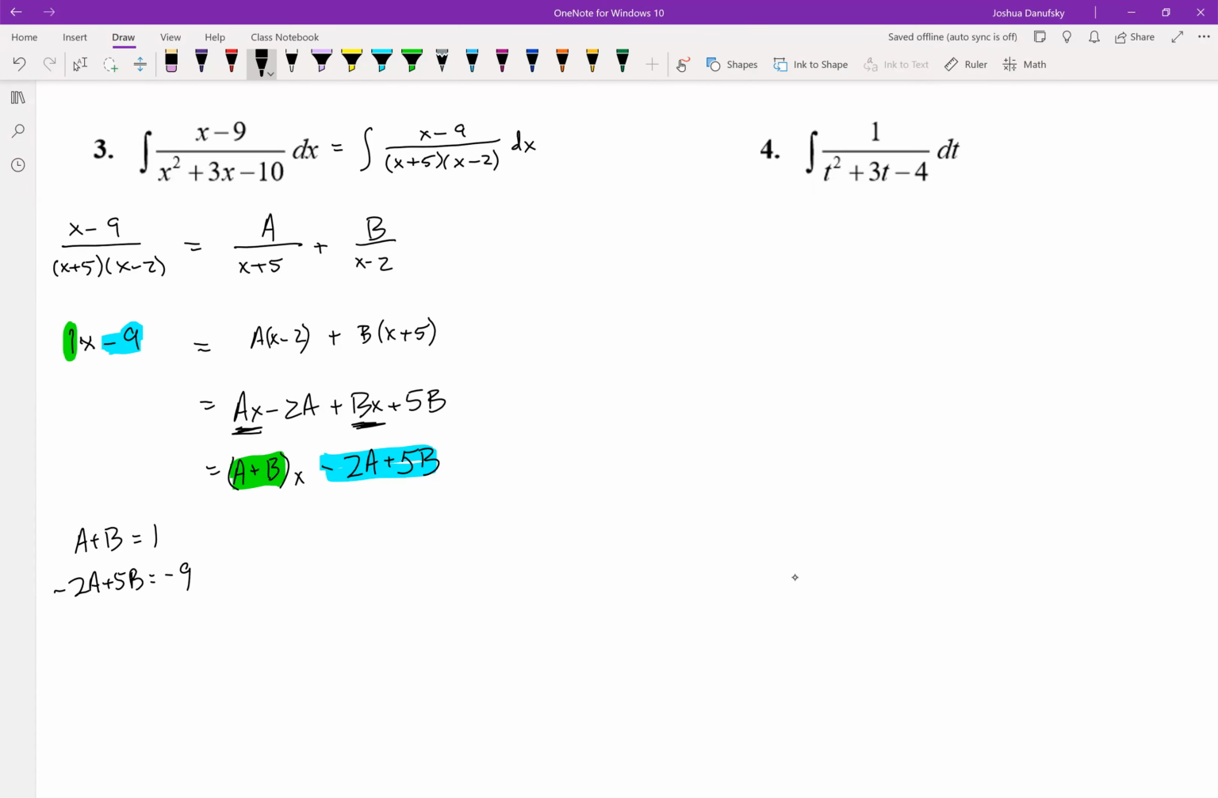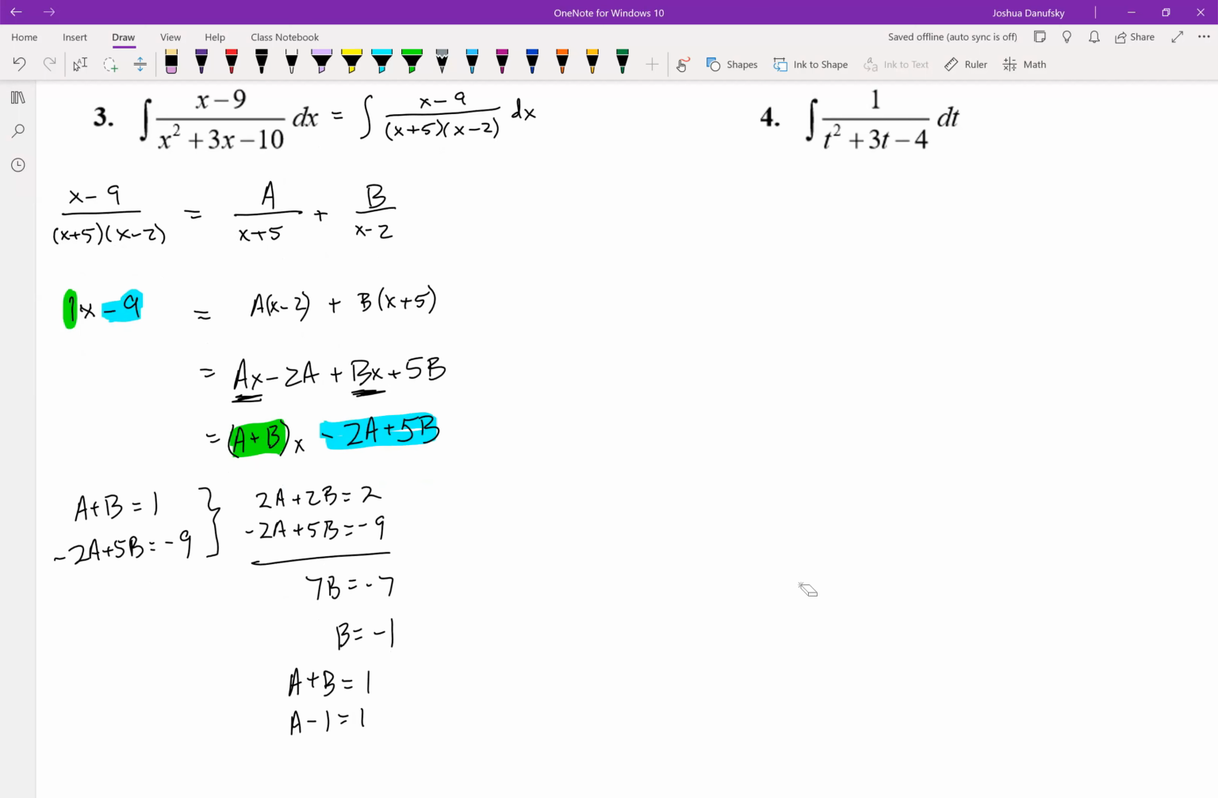I'll usually do elimination method because it feels to me a little more efficient. So I'm going to take a plus b equals 1 and multiply everything by 2. And then I'm going to combine it with the second equation, -2a plus 5b equals -9. And when we add straight down, we get 7b is equal to -7. So b has to equal -1. Now, if we take b and plug it back into a plus b equals 1, we're going to get a minus 1 equals 1. Now we add 1 to both sides and we get a equals 2.